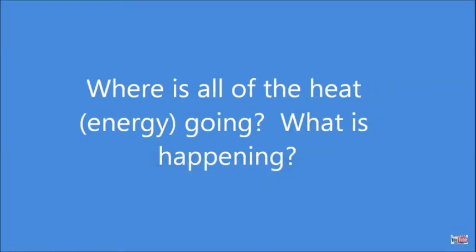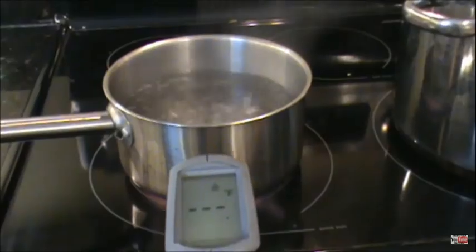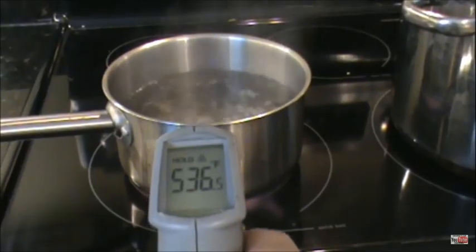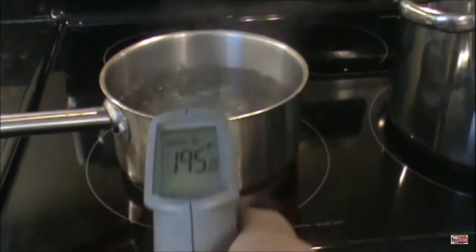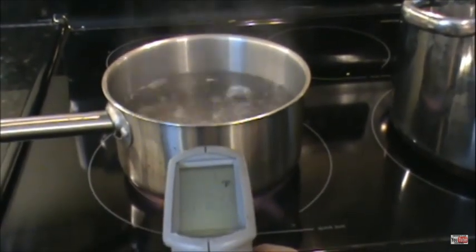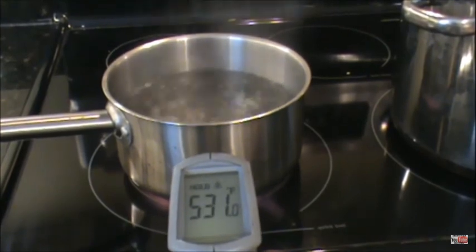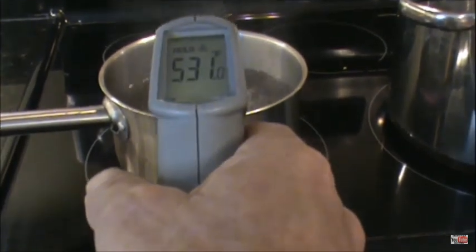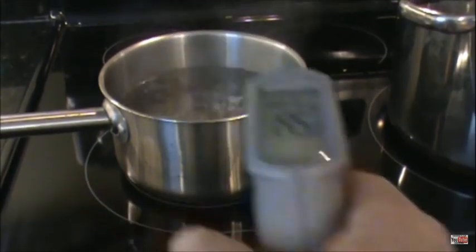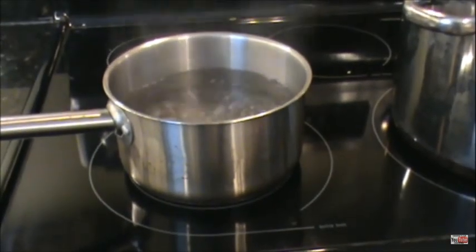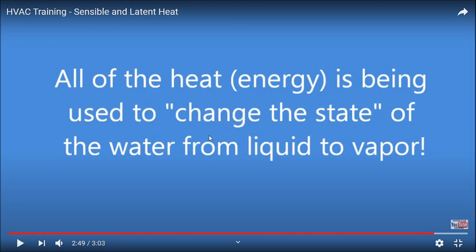So where's all the heat energy going? It's going up in air. It's turning to steam. Steam gets hotter than 212 degrees. But there it is, 195. It stays there even though the pot is getting hotter and hotter and hotter. The water stays at the same temperature because now it's latent heat. Now, at this point, the important part of latent heat is that that pot is absorbing heat and using it.